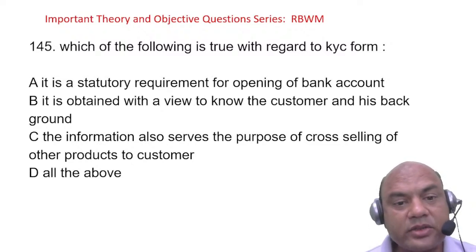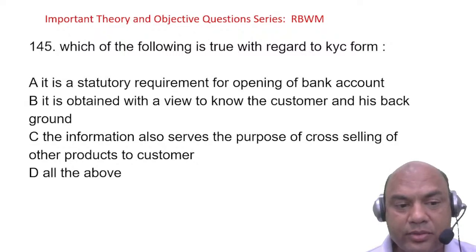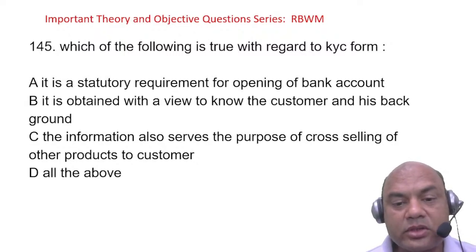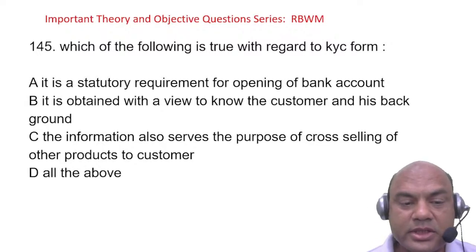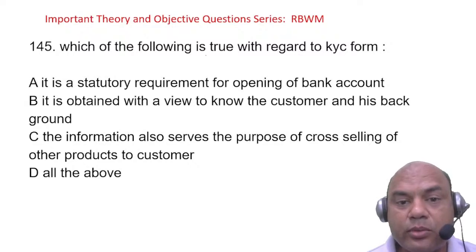A. It is statutory requirement for opening of the bank account. B. It is obtained with a view to know the customer and his background. C. The information also serves the purpose for cross-selling of other products to the customers. D. All of the above. So what is true? Now we want what is true.